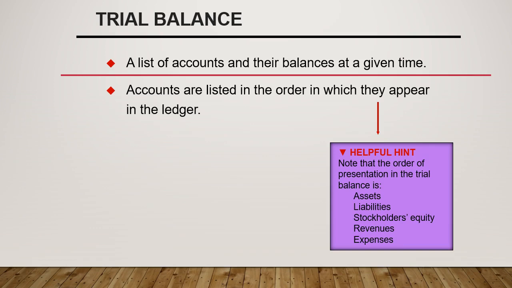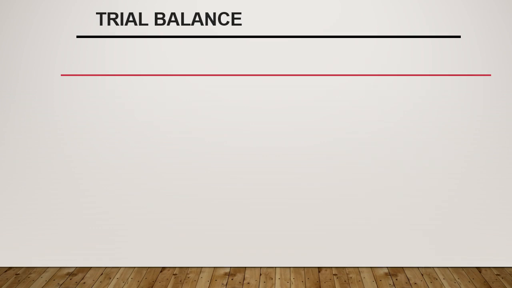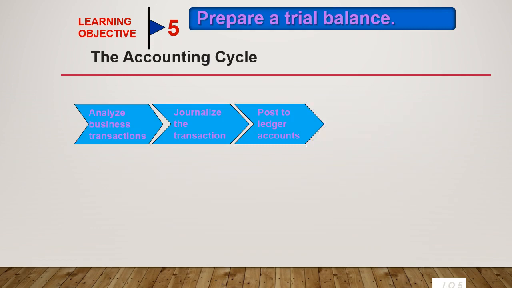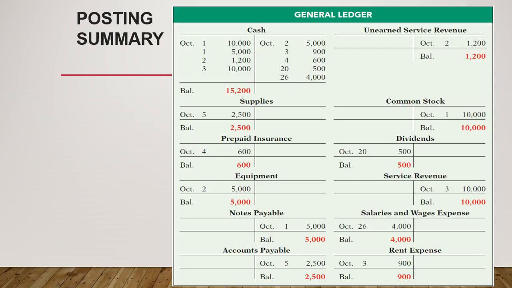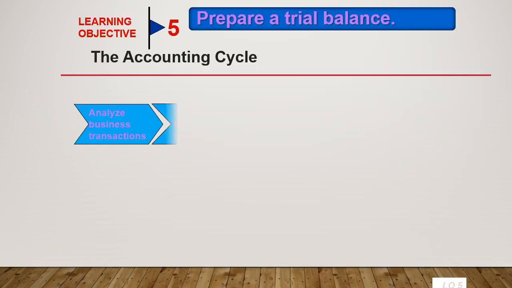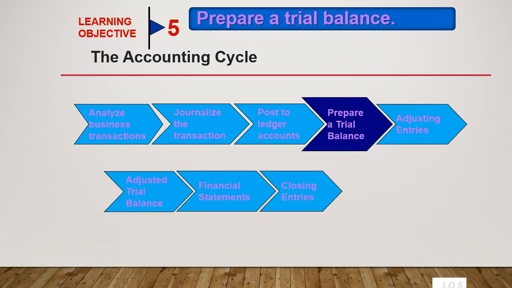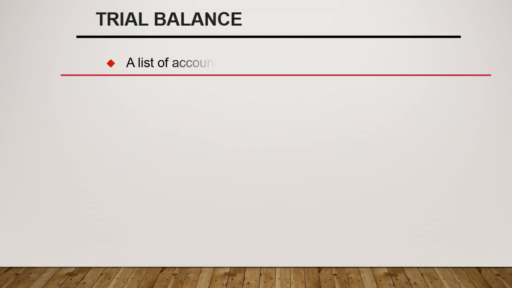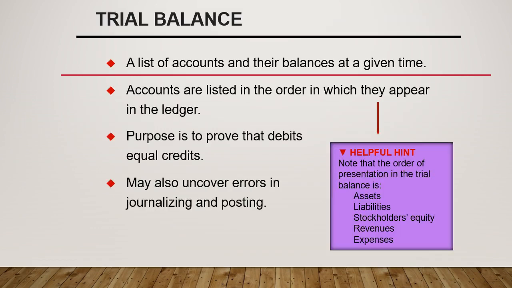The actual amounts are going to come from your ledger accounts. Back real quick, the ledger shows the ending balance for each account, whether it has a balance on the debit side or a balance on the credit side. You're going to record all of your account titles first, and then list their balance on the appropriate debit or credit side of the trial balance.